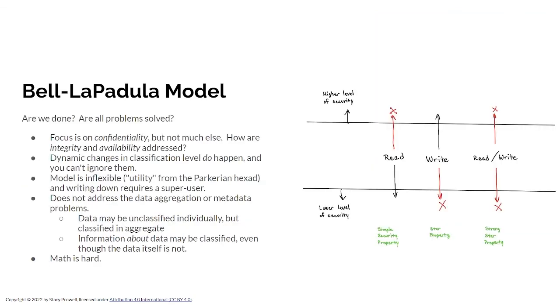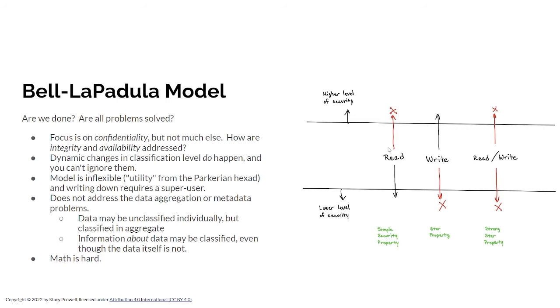So, are we done? Are all the problems solved? We have a model. Let's just make everything Bell-LaPadula secure, and we're done. The focus is on confidentiality, but not much else. How do I know the information's integrity has been preserved? How do I know that stuff is available when I need it? Those aren't addressed by this. Maybe it is, maybe it's not.